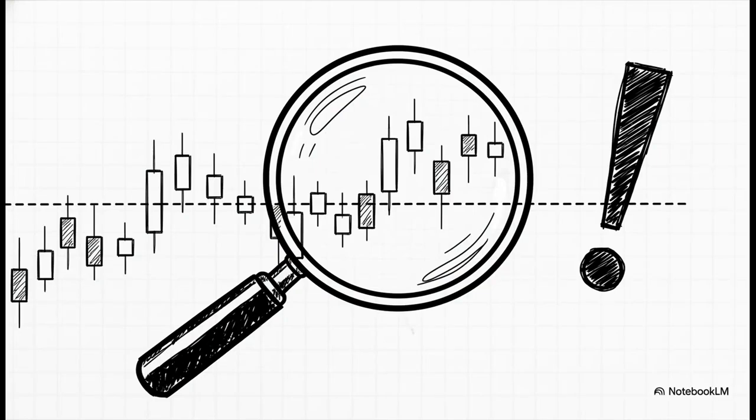I'm going to say this again because it is just that important. Heikin Ashi is an indicator of trend and momentum. It is not the real price. You must always analyze your key price levels, like your support and resistance, on the real candlestick chart.